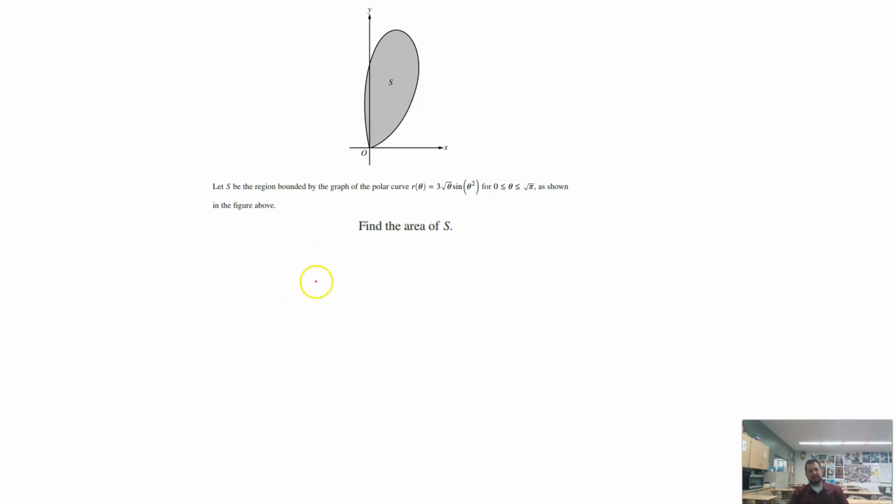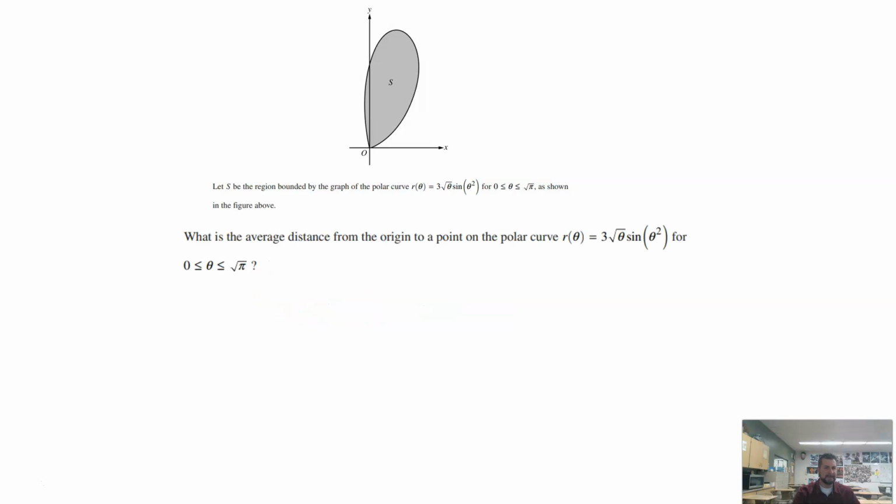Letter A wants us to find the area of S. Well, this one's actually pretty simple because it tells us from what angle to what angle we're going to draw our polar graph. What we're going to do is go 1/2 times r of theta squared d theta, and we put that into our calculator, we get 3.534. So again, not that bad on that one. That one is actually pretty simple as long as you know the formula to find the area.